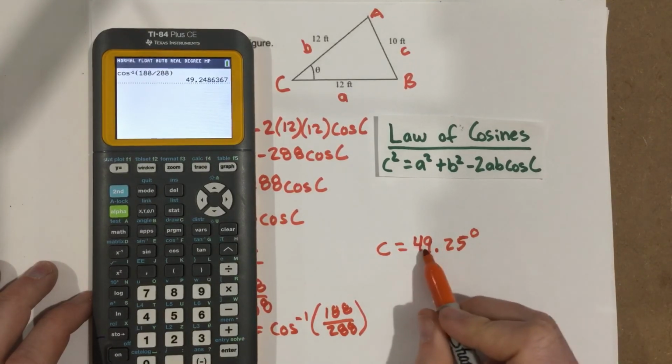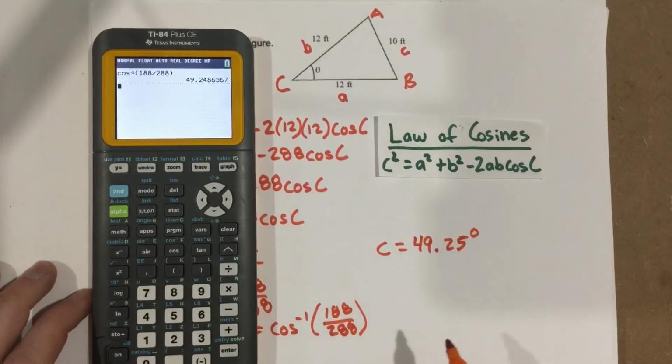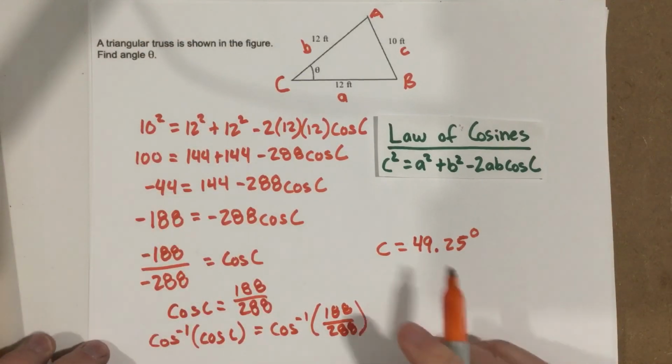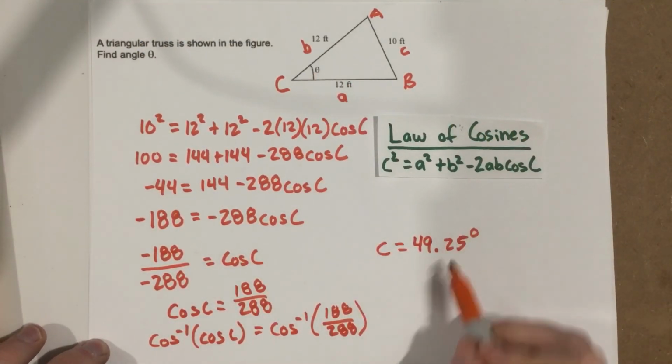It depends on what they want you to round to. They might want you to just round to the nearest degree. They might want you to round to the nearest tenth, so on and so forth. But that tells you that this angle theta is 49.25 degrees.